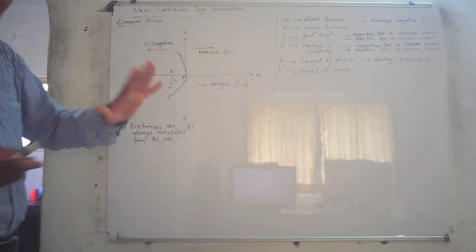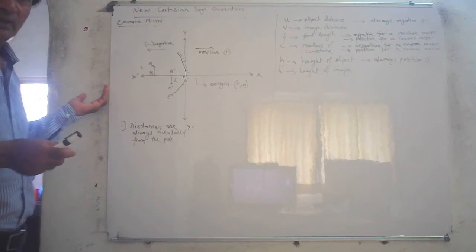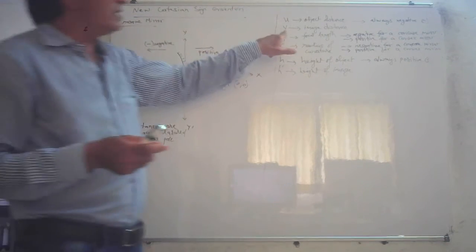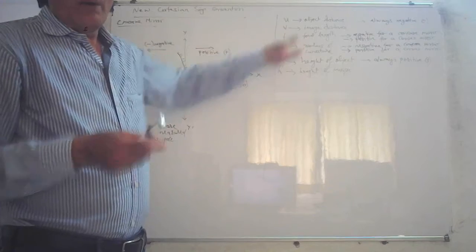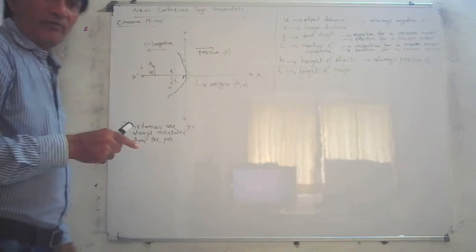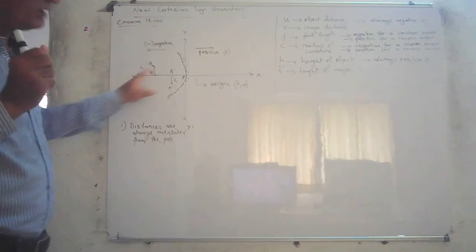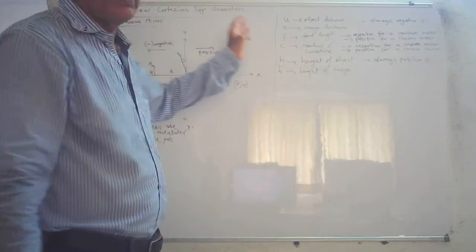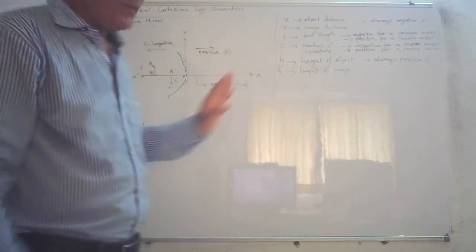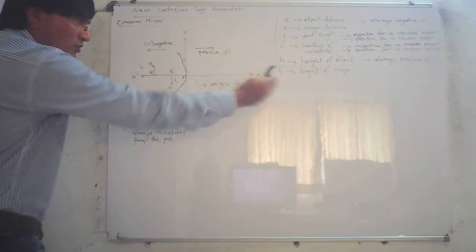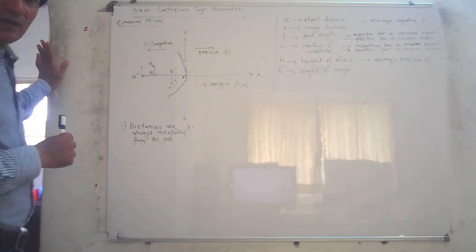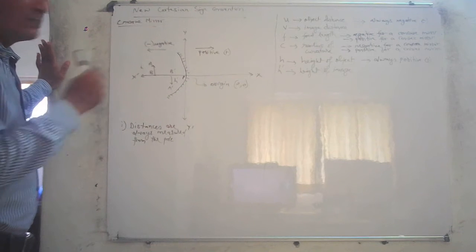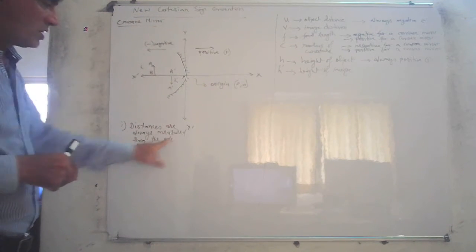And in 5 cases, the image is found on this side, so image distance will also be negative. But only in the case of the 6th position, it will be positive. In a convex mirror, it may be positive or negative. But remember, distances on this side are positive, distances on this side are negative. All distances are always measured from the pole.